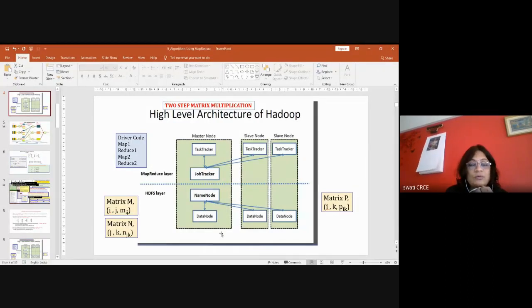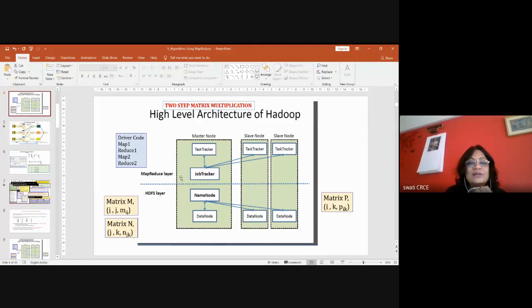Now what we are going to do is see the relational algebra operations using MapReduce today. This is the structure of our MapReduce, where in the MapReduce layer we have two processes running on the master node and slave node. On the master node, the process is the job tracker. I'm repeating this in every lecture so that there is a link in the lecture.